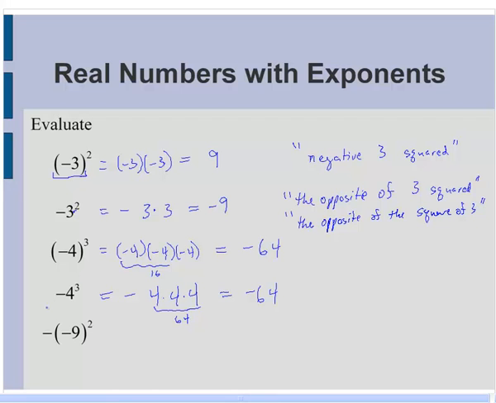Now let's look at this last example. I would read this as the opposite of the square of negative 9.